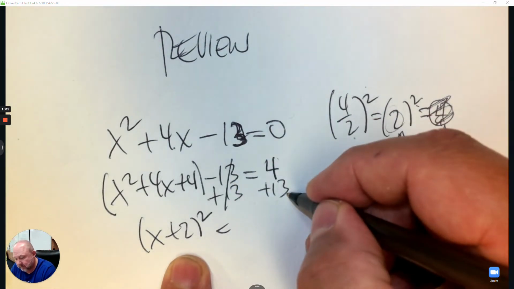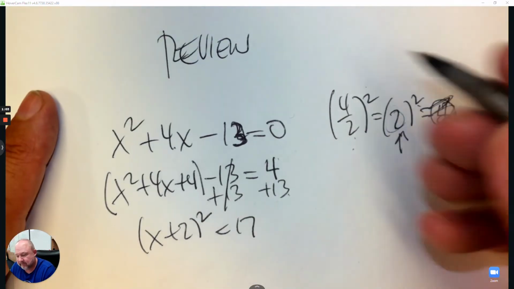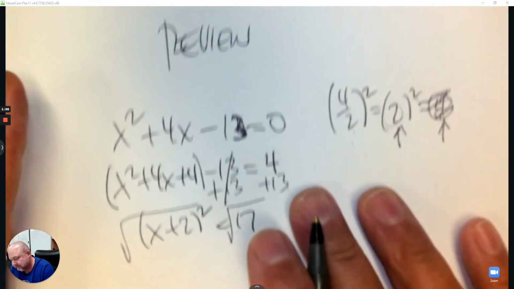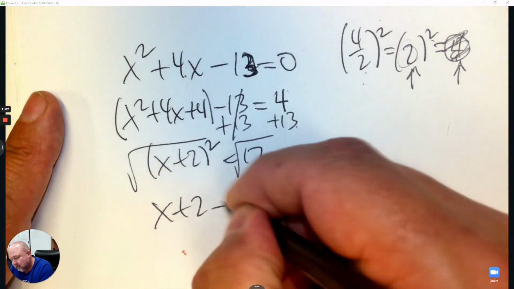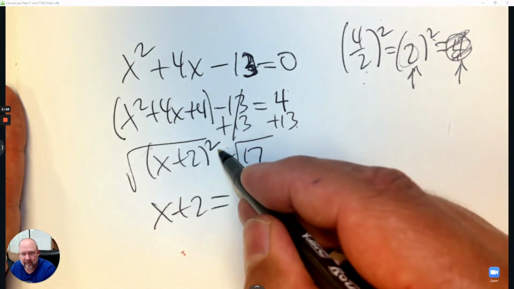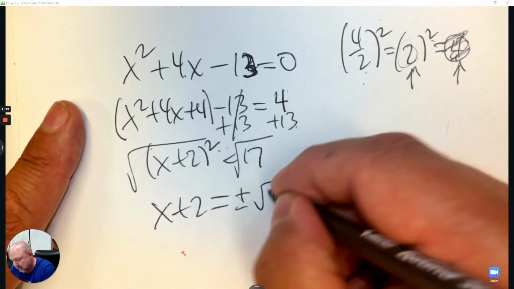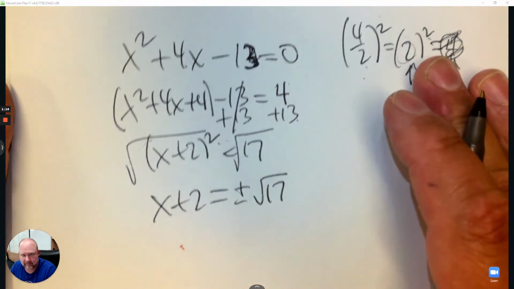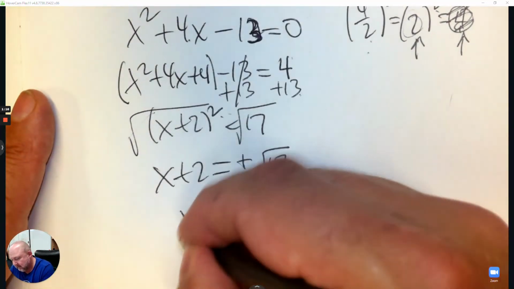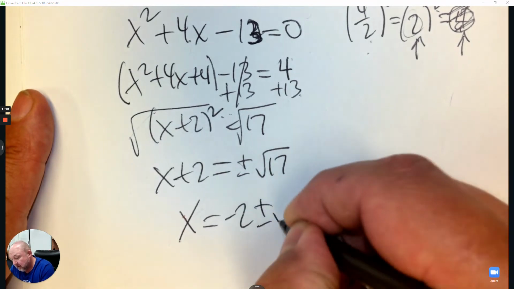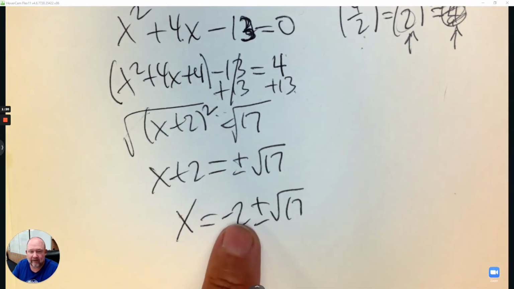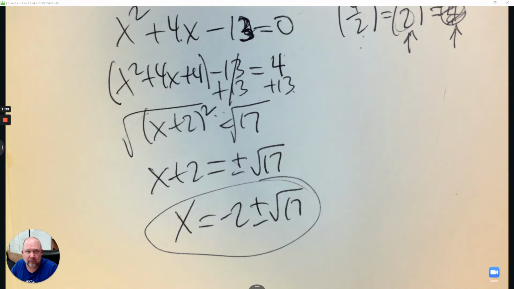So 4 plus 13 is 17. And then I square root. When I square root a square, they cross out. This is positive or negative root 17. No number times itself is 17. And then subtract 2. And the good news is that when you subtract 2, there's your answer, and there's no more work to be done.